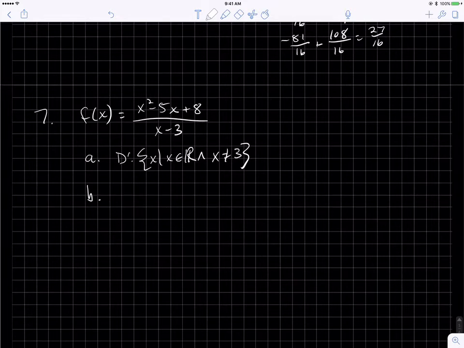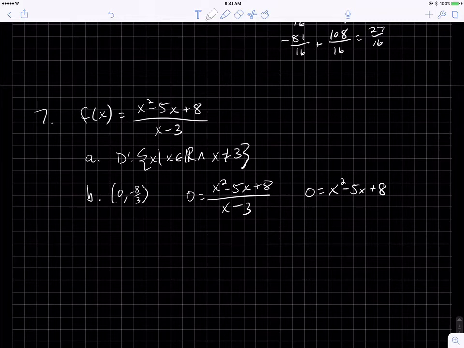B is to find the x and y intercepts. I plug in 0 for x to get the y-intercept, and I get 8 over negative 3. I plug in 0 for y to get the x-intercepts. I just care about when the top is 0 for a fraction to be 0, so I can just solve that.